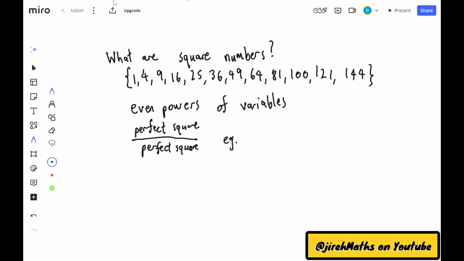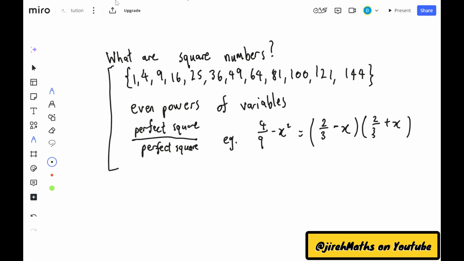An example of this is, let's do 4 over 9 minus x squared. Now 4 is a perfect square, and that's 2 squared. 9 is a perfect square as well, therefore that becomes 3 minus x and 2 over 3 plus x. So let's not be scared of fractions. So that covers what are perfect squares.